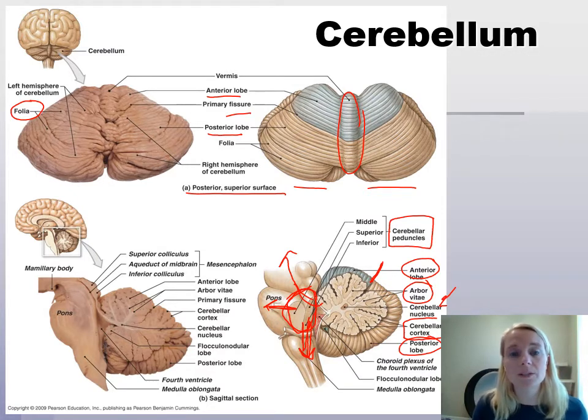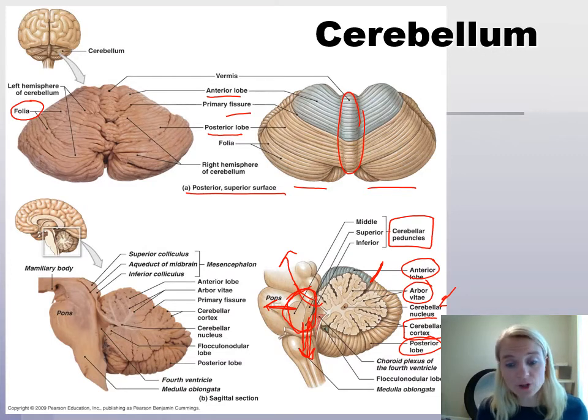So these peduncles, again, tracts of white matter, myelinated axons, sending information superiorly with the superior peduncle, anteriorly to the pons with the middle, and inferiorly to the medulla and spinal cord with the inferior. So the directionalities really make sense. And yes, that's your cerebellum.